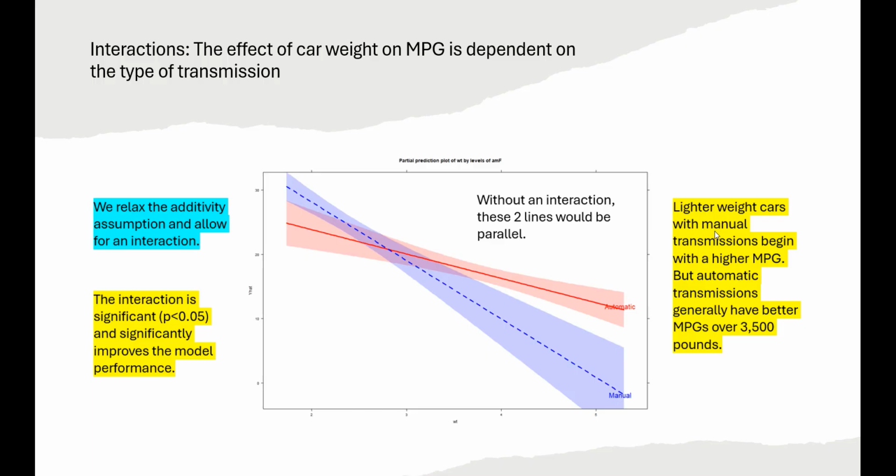And we see that lighter weight cars with manual transmissions begin with a higher MPG, but automatic transmissions generally have better MPGs over 3,500 pounds. And that's about where the middle of the x-axis is, about 3,500 pounds.